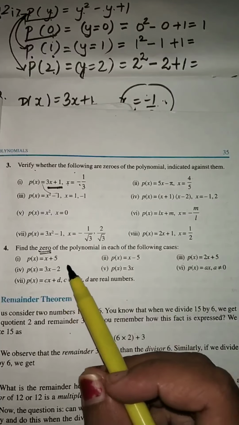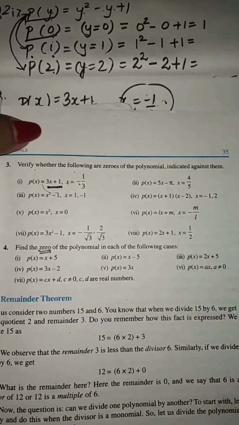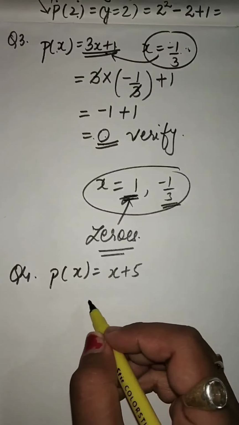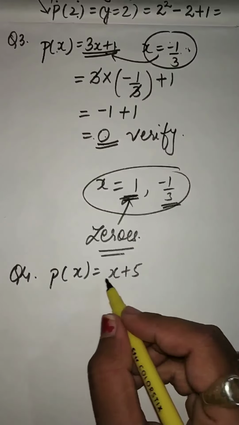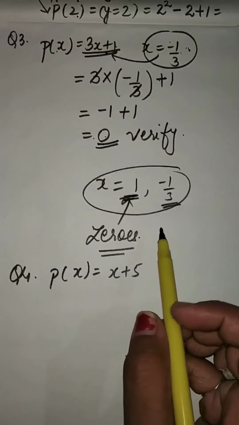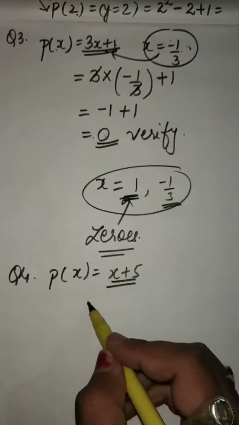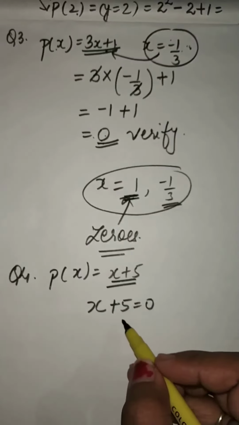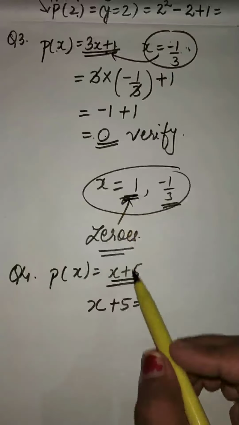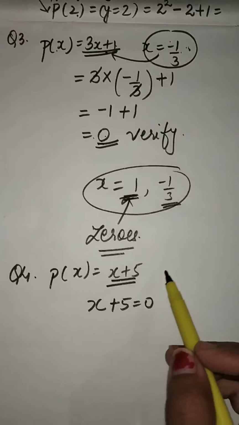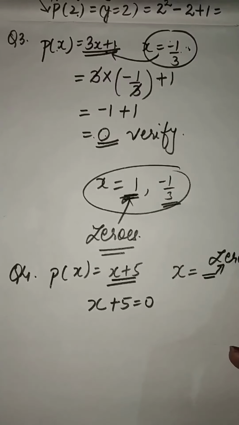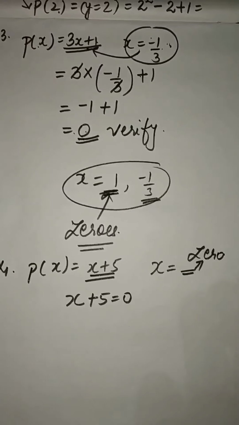So how are we going to solve this one? Just have a look. Here we are given p of x is equal to x plus 5. What we have to do is simply put this polynomial equal to 0. Why? Because we have to find out the value of x, and whatever we get, we call this a zero. If it is more than one, then we call them zeros.